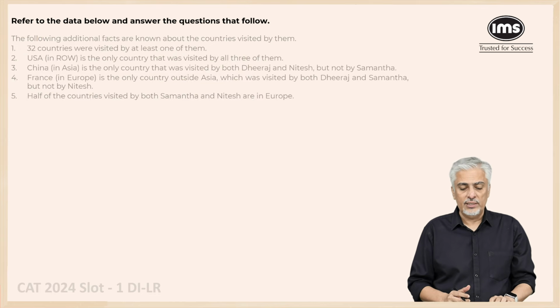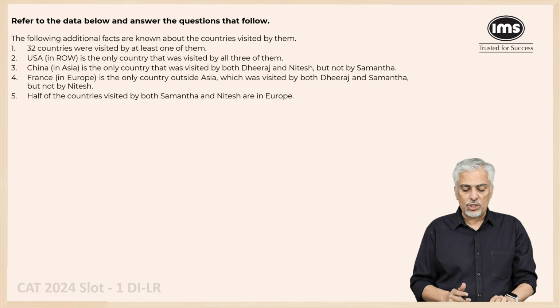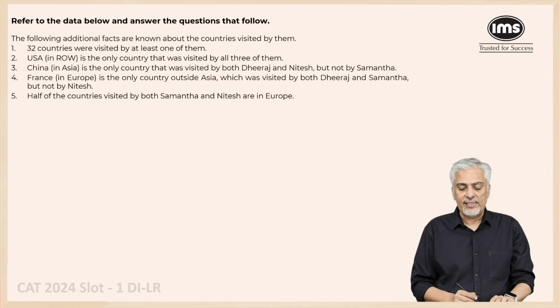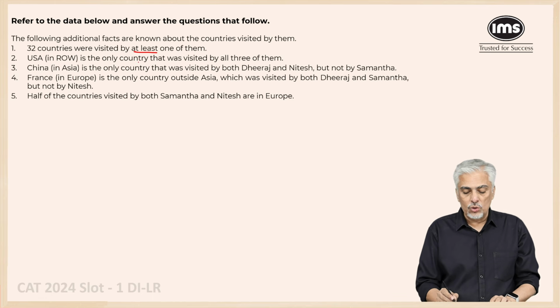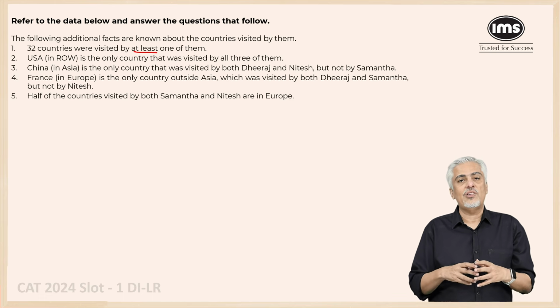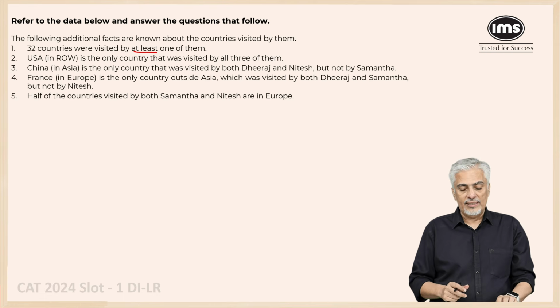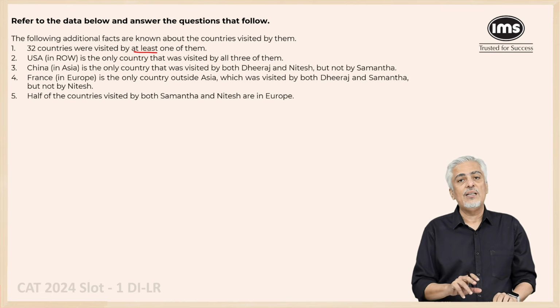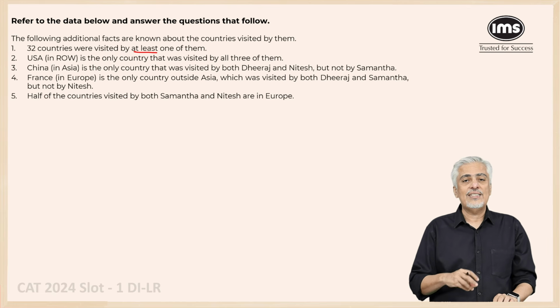So let's read further. As we read further, we realize there are 32 countries visited by at least one of them. So this is the maximum number of countries which are there. Now, if you total this up, the values from the graph, it is definitely more than 32. And hence it talks about some amount of intersection, something like a Venn diagram. Don't misunderstand me when I say Venn diagram. We are not going to draw a Venn diagram, but the concept is of a Venn diagram.